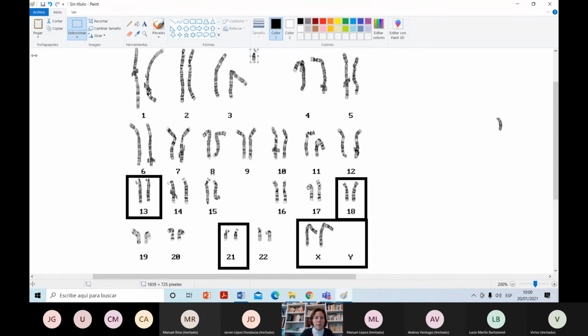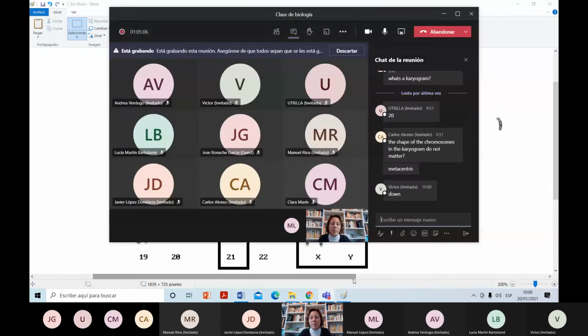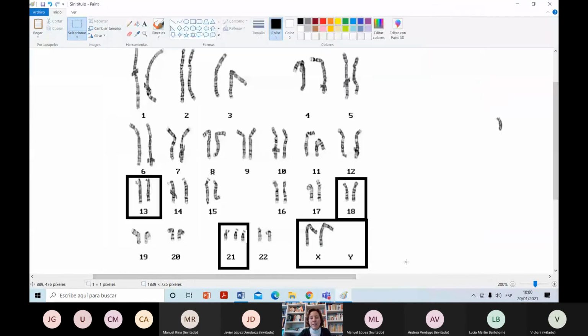So this is going to be the karyogram. This is how the karyogram of a person suffering this Down syndrome would look like. Would it be a boy or a girl with Down syndrome? Is it a boy or a girl? It's a girl. It's a girl with Down syndrome. This would be the karyogram of a boy with this Down syndrome.